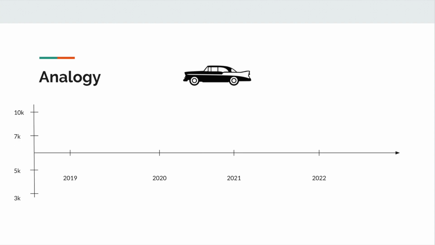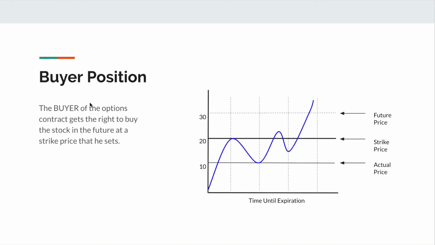So let's clear this chart up and actually move into an example of actual stock. Hopefully you can base it back on this analogy and kind of understand what's going on. So let's move on to buyer position versus seller position and what's in it for both parties. In the buyer position, the buyer of an options contract gets the right to buy the stock in the future at a strike price that he sets.